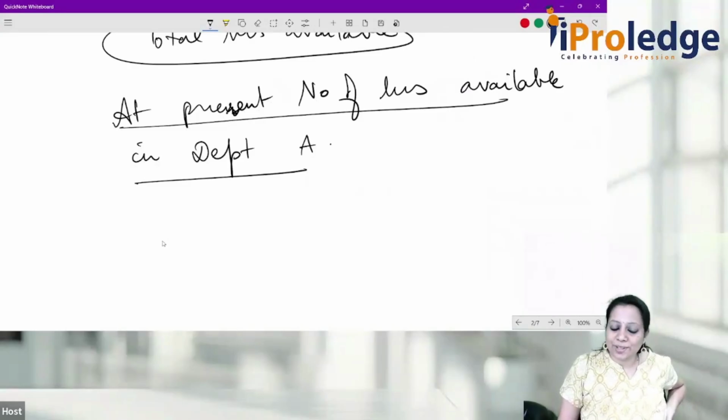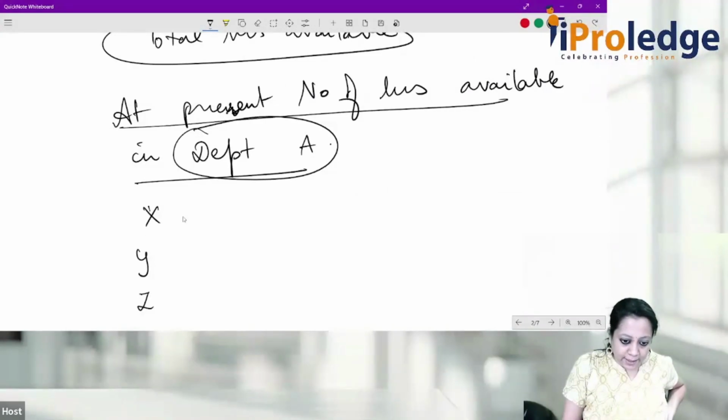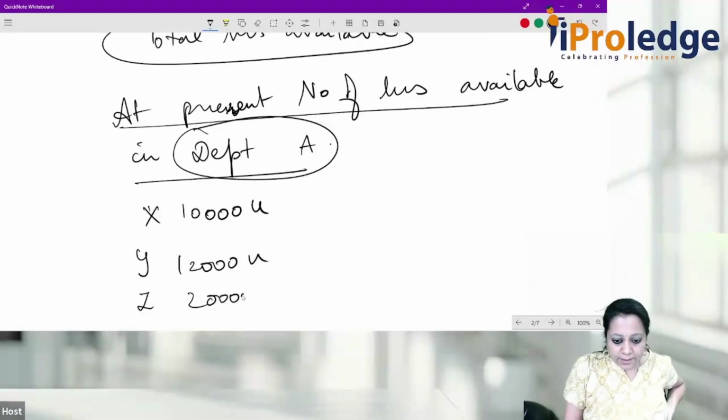That is going to be how much? Let us see. It is going to be for department A, clearly I have said. So it is X, Y, and Z. So X again, 10,000 units is produced already. And then 12,000 units and 20,000 units.